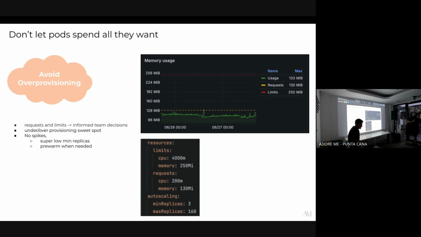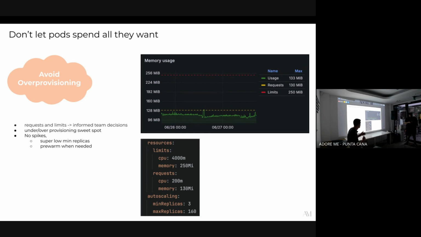Okay, and the next thing, it's nothing too complicated. We think you should set the resources right for your applications, the requests and the limits. You need to find the sweet spot. If you go too low, then your app will be throttled, and you risk that multiple instances of the app will be scheduled on the same node.